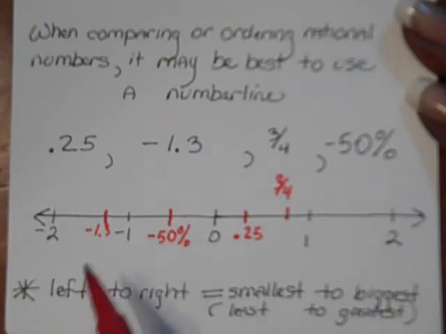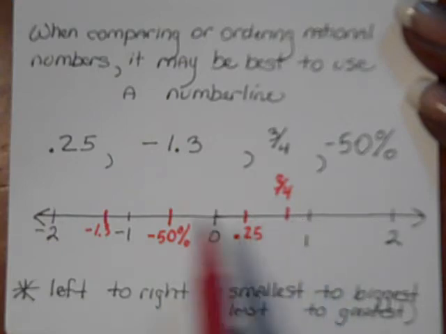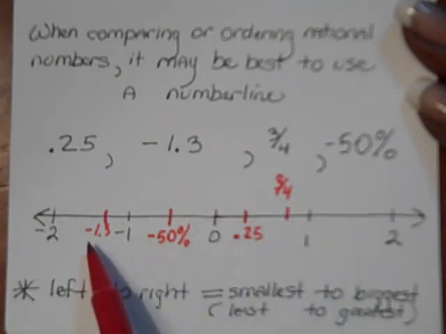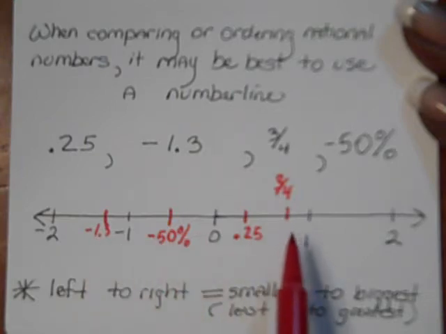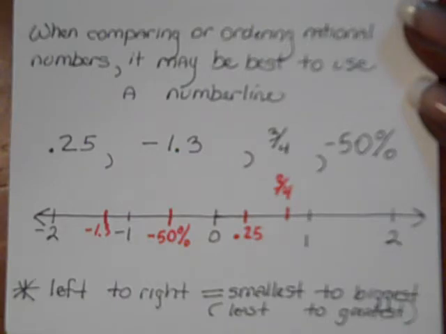negative whole. So if I put these in order from least to greatest, you would see that negative 1.3 is the smallest, going all the way up to the largest rational number that we have, which is 3/4.